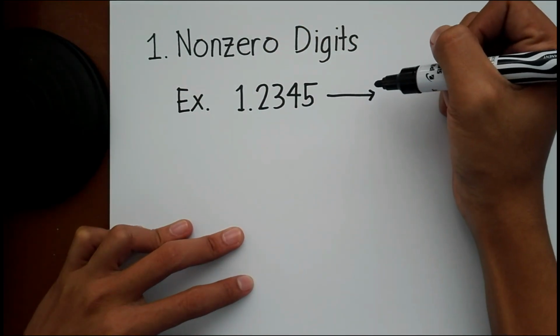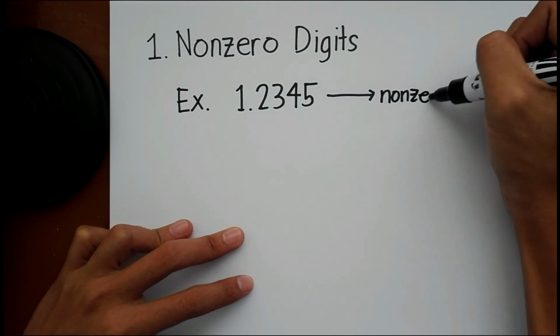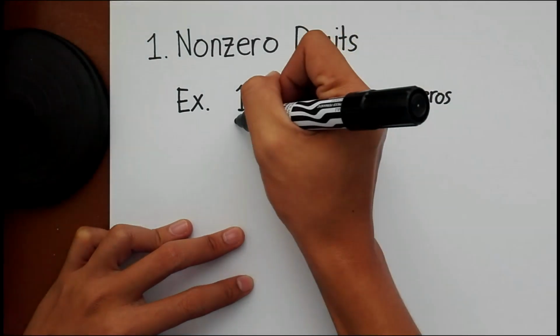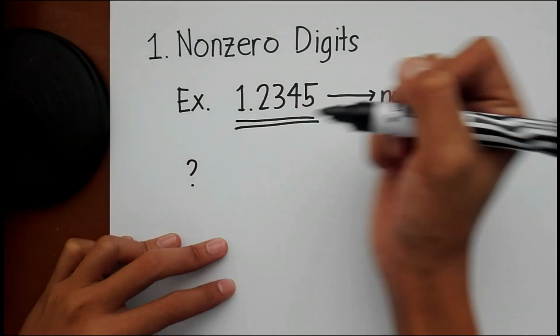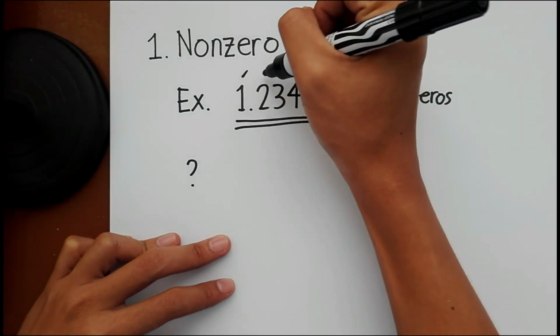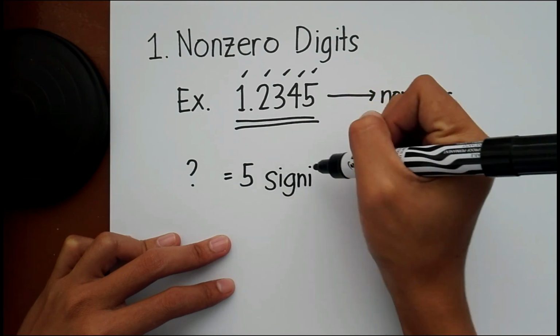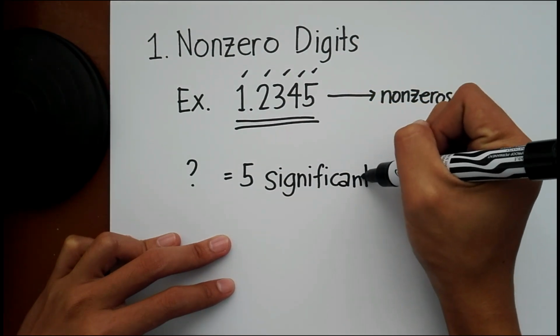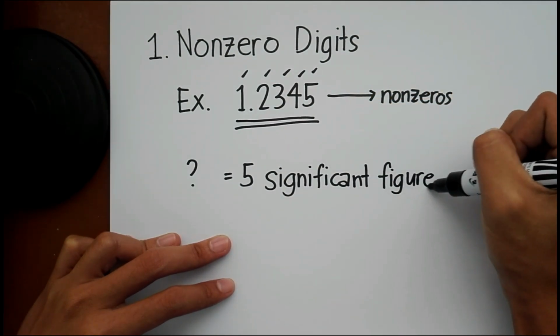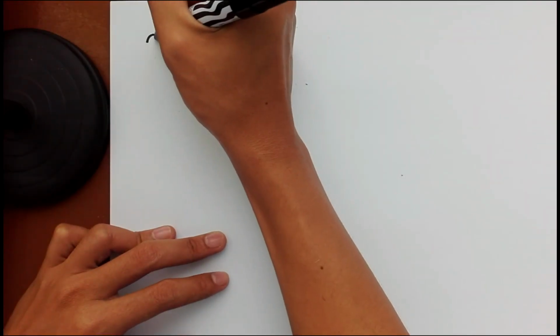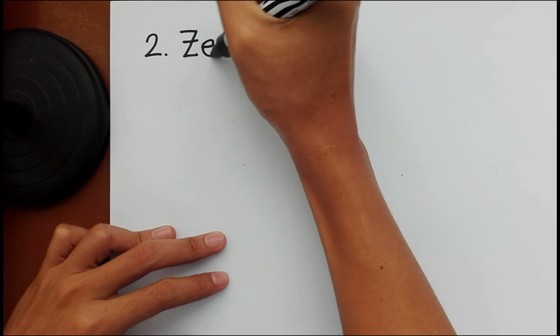1.2345. These numbers are called non-zeros. It's because, as you can see, there's no zero right there. So if we were to ask how many significant figures in the given example, we have 1, 2, 3, 4, 5. 5 significant figures for our first example. Again, all non-zero digits are considered significant. Since we're done with non-zeros, let us now proceed to zeros.